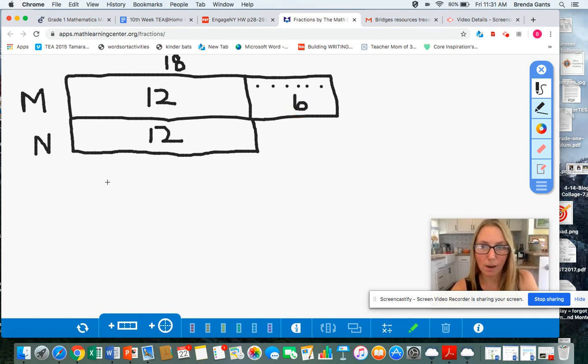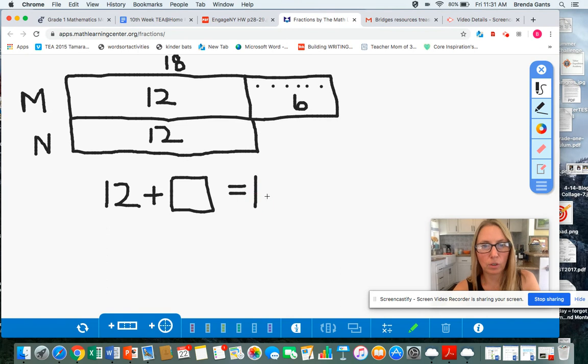So it says, how much older is Maria than Nikhil? So 12, he's 12 plus some years will get him to the same age as Maria. Okay? And we solved here that it was 6.